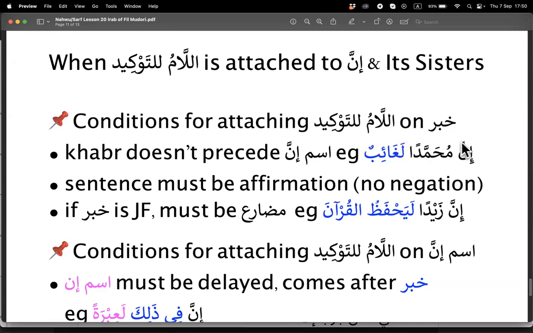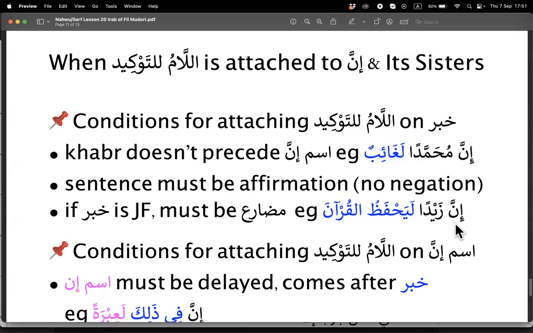So we will say harf nasab, ism inna. Before we say khabar inna, we say this is lam taukid. Lam taukid will not affect whatever word comes after it. And the sentence must be affirmative, no negation. And if the khabar is jumlah fi'liyah, then it must be mudari'.